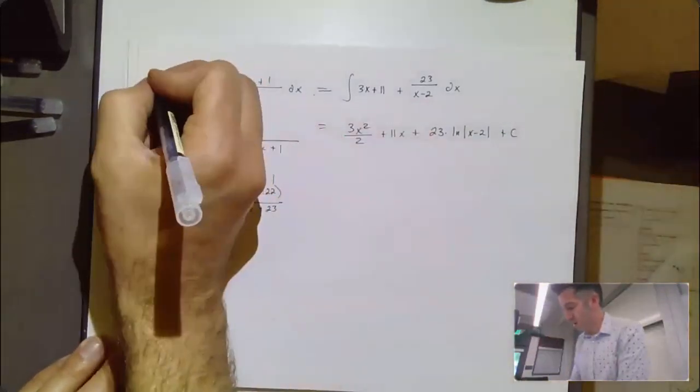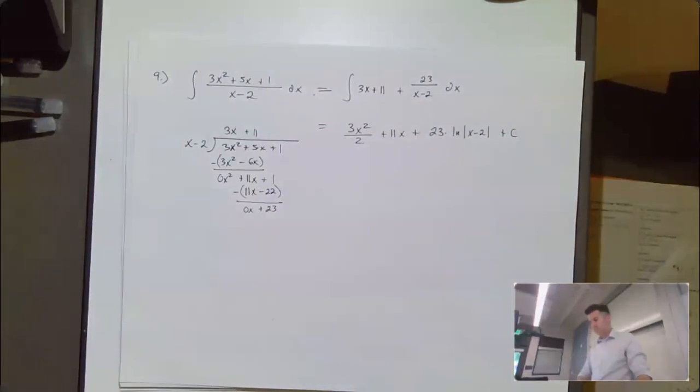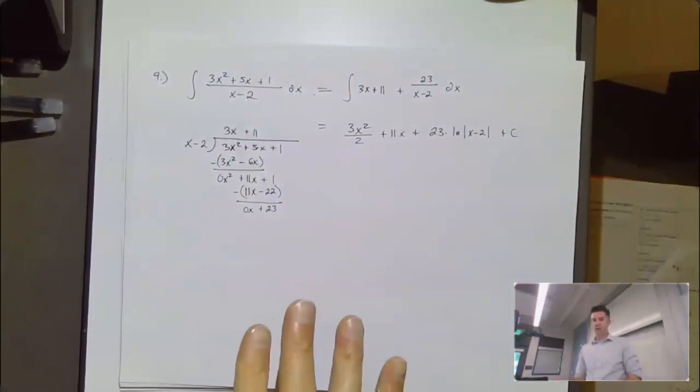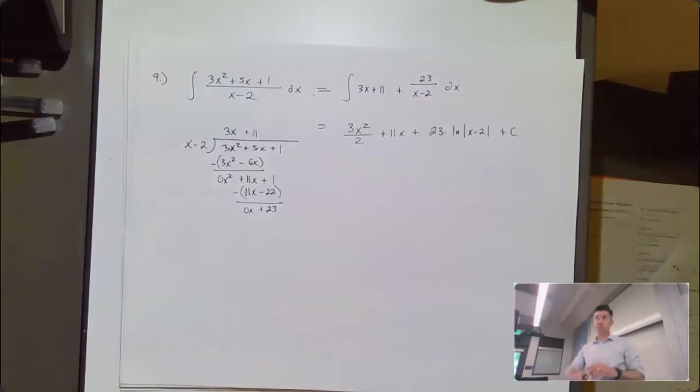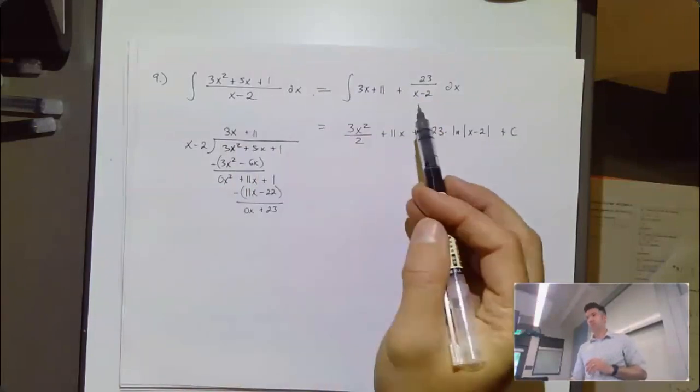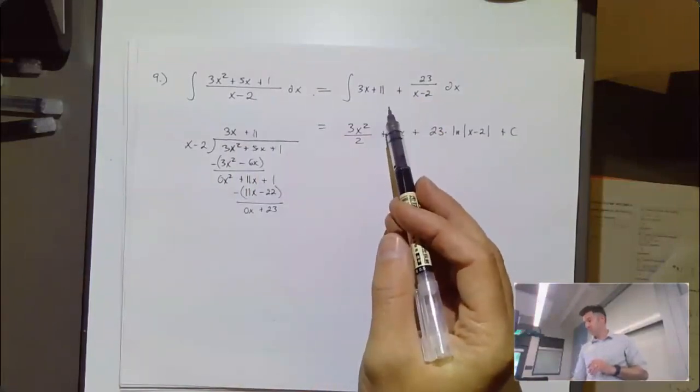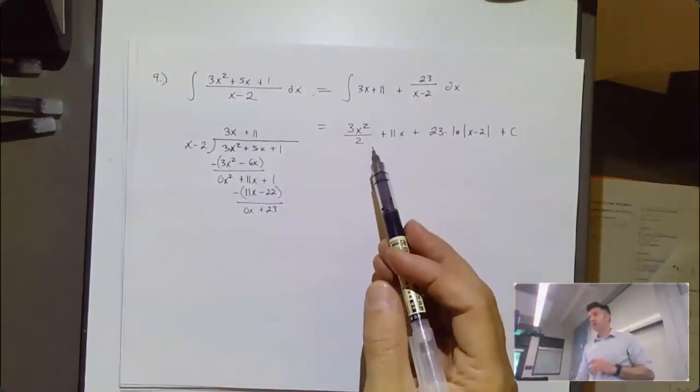Number 9. Questions about this one? Yeah. Can you repeat the last step, like from the second to last step? Like from here to here? Yeah, for the 3x squared.